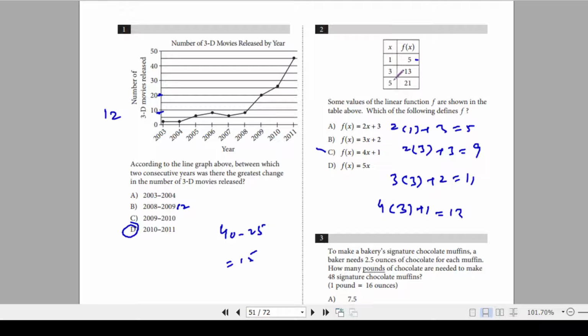In this option, if you put 5, 5 fours are 20, 20 plus 1, 21. You are also getting 21. And if you put 1 here, 4 ones are 4, 4 and 1, that is 5. So all three points are being satisfied when we put those values in this third option. So the linear function is 4x plus 1. Okay, so C is your answer, right?